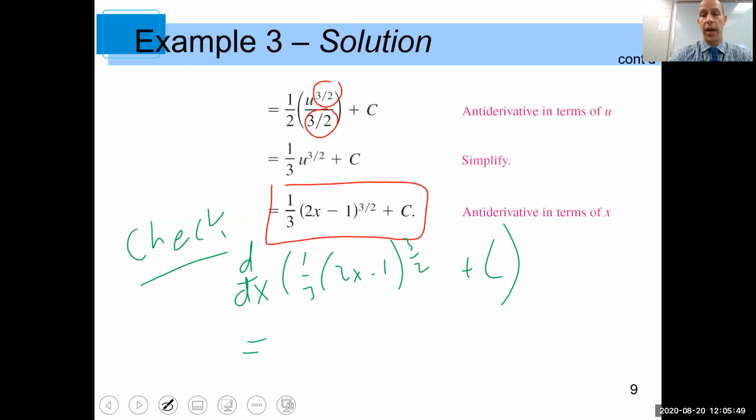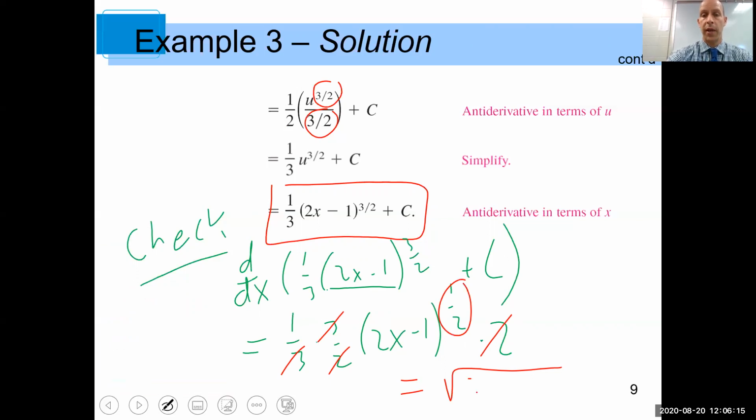I do need to do the chain rule here. So it's going to be 1/3 times 3/2 times (2x minus 1) to the 1/2 times, and now here's where I do the chain rule. The derivative of the inside is 2. Okay, and remember that c went to 0. Well, good news. Guess what happens to that 2 and that 2? Guess what happens to that 3 and that 3? So you are left with the square root, because that's what this exponent means, of 2x minus 1. So that was our original integrand. So this does check out.